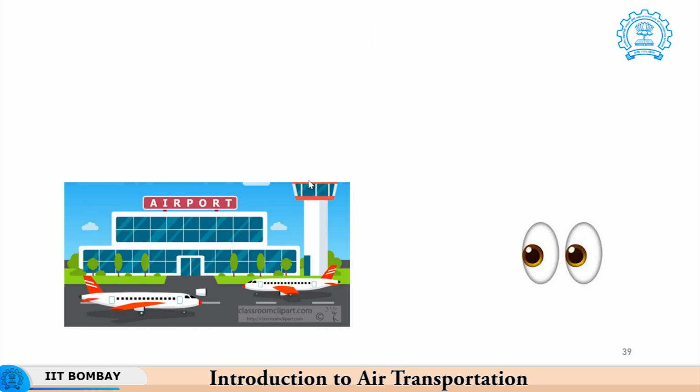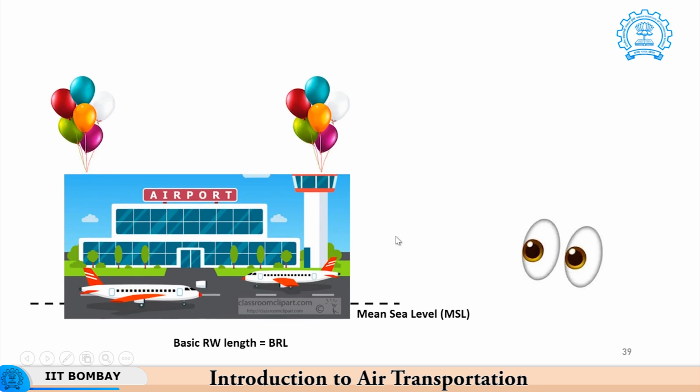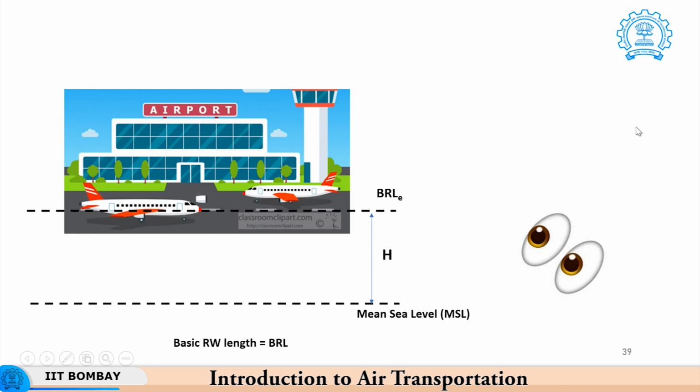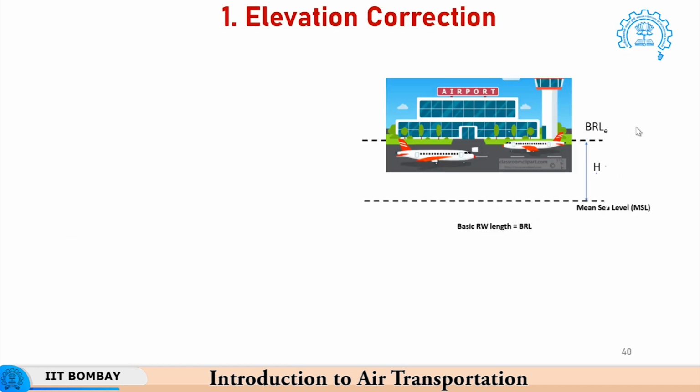So, let us first see how the elevation correction is brought about. Here is an airport and it is right now shown at mean sea level, but actually this runway is at a height h. It is not available at sea level, it is at some height. So, there will be a basic runway length due to elevation, which will be different from the basic runway length at standard sea level conditions.